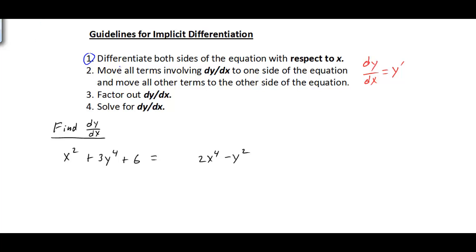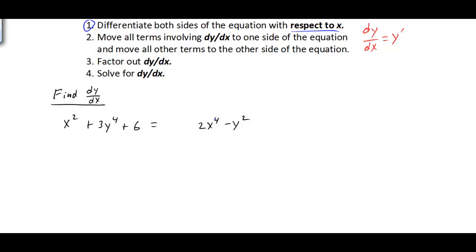So number 1 says we want to take the derivative of both sides with respect to x. So here we have our example. Find dy dx: x squared plus 3y to the 4th plus 6 equals 2x to the 4th minus y squared. Actually, this should be a negative 2x to the 4th minus y squared. So for step number 1, we take the derivative of both sides. We would say d dx of x squared plus 3y to the 4th plus 6, and the derivative of the right side.